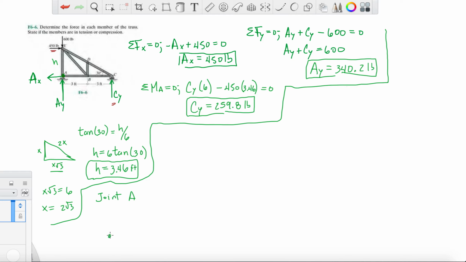Joint A is right here. So let's draw the forces in different colors. So we know Ay.